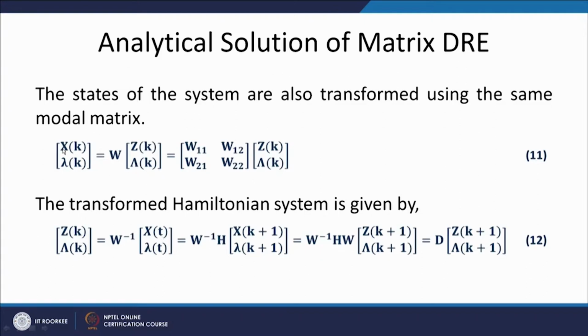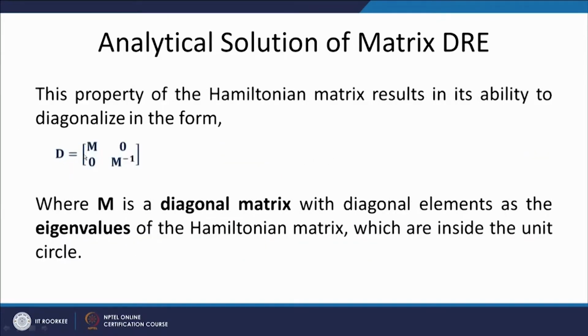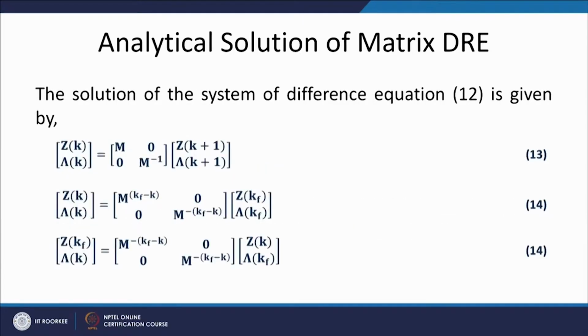So, this will be W inverse [x_k; lambda_k] here, and this [x_k; lambda_k] we can write as H of [x_{k+1}; lambda_{k+1}], and this [x_{k+1}; lambda_{k+1}] we can represent as W of [z_{k+1}; del_{k+1}], and this W inverse H W is nothing but my diagonal transformation. So, I am getting D [z_{k+1}; del_{k+1}], and D, as we have considered before, is nothing but [M, 0; 0, M inverse]. So, we can directly write [z_k; del_k] as [M, 0; 0, M inverse] [z_{k+1}; del_{k+1}].